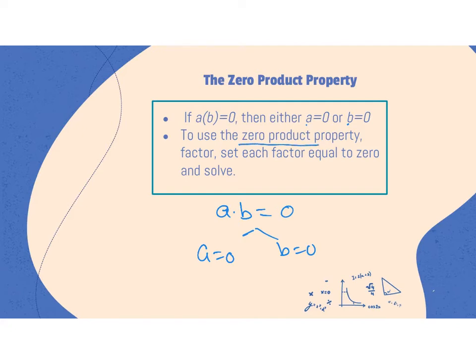So to use the zero product property, the zero product property comes in handy for us, because to use that, I'm going to take each factor and I'm going to separately set it equal to 0, and then I'm going to solve that. And that's going to give me my answers to my quadratic equation.